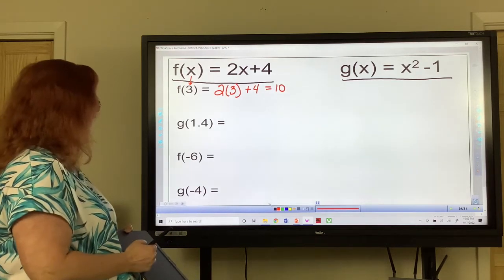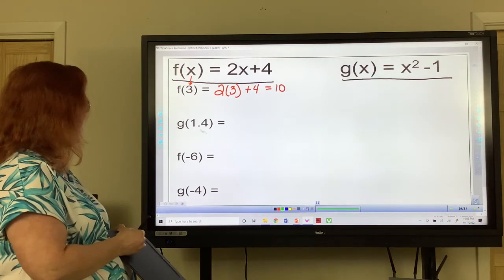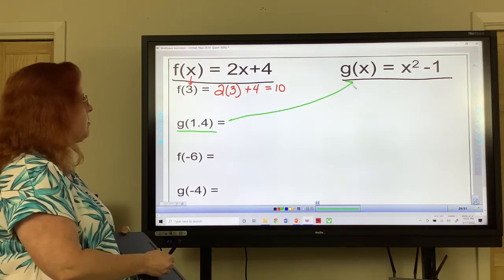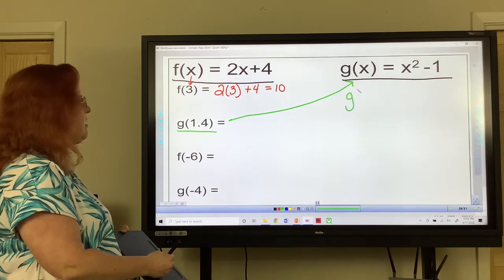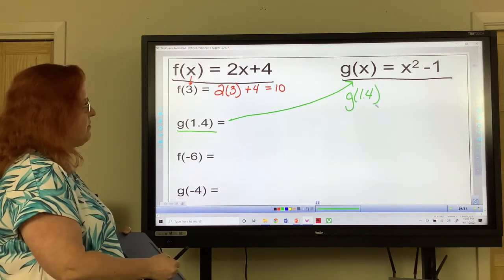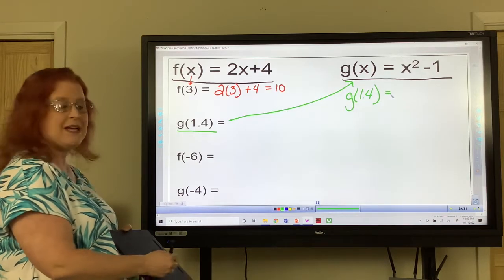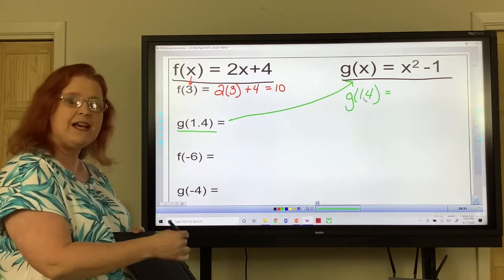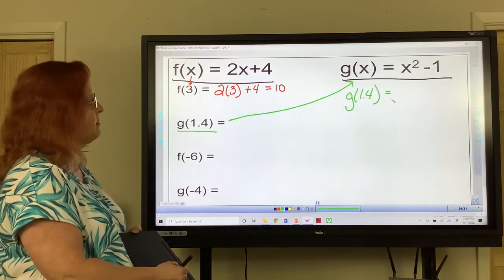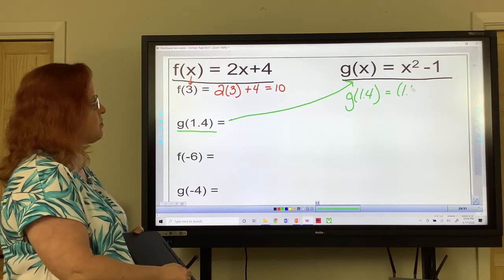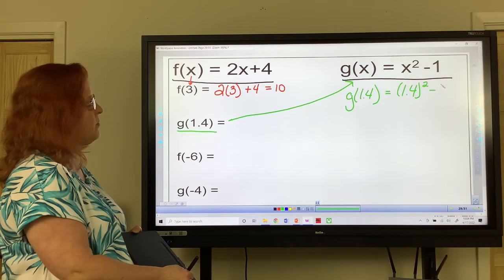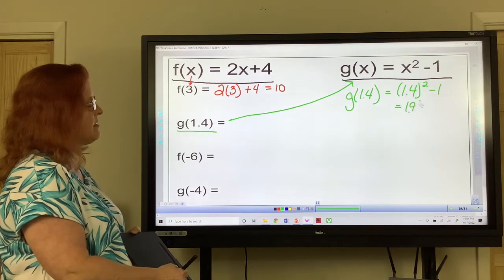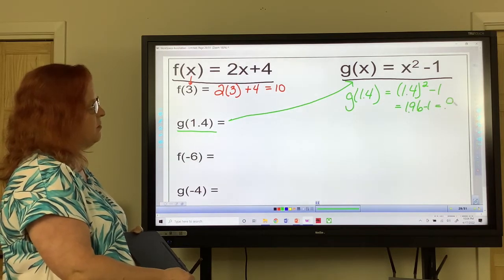All right, our next one is g of x. Notice the g here. This g goes with this function over here. So we're going to go to this one. And so we're going to do a g of, I think I said 14, but it's 1.4. And so we need to replace our x with 1.4. Now, when you have a square or an exponent, it's better to put them in parentheses. So do parentheses 1.4 squared minus 1. Well, that gives us 1.96 minus 1, which equals 0.96.